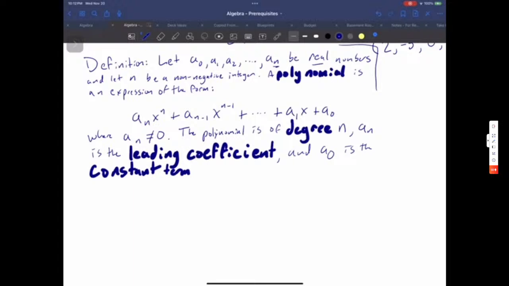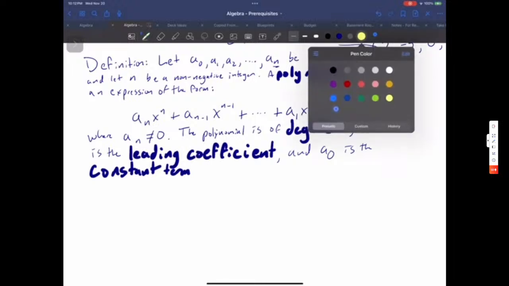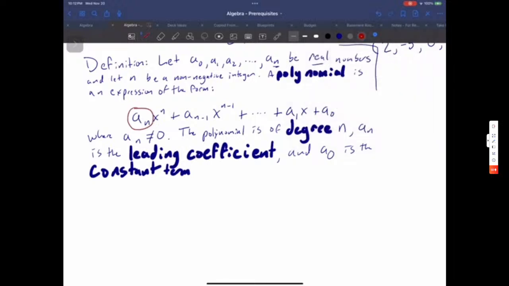So what that says is an can't be 0. Let's use a different color. Use red. An can't be 0, because if an is 0, then that term doesn't exist. We can write it, we don't have to write it, which means that it can't be. The polynomial cannot be of degree n if the first term doesn't exist. So that term must exist. Any other term, an minus 1, a6, a1 can be 0. Even a0 can be 0. An is called the leading coefficient, and a0 is a constant term.